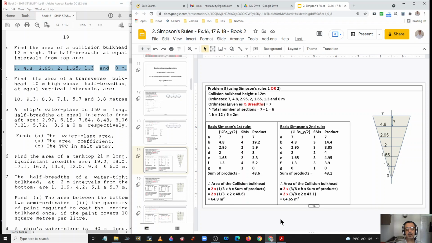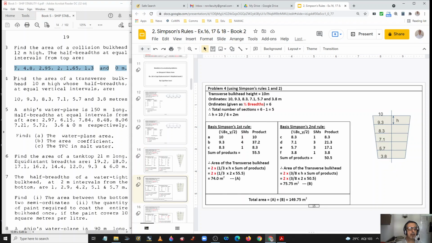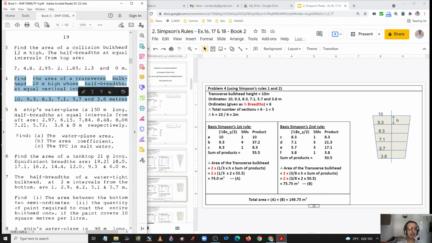Problem number 4. Find the area of a transverse bulkhead 10 meters high whose half breadths at equal vertical intervals are as given over here in the problem.